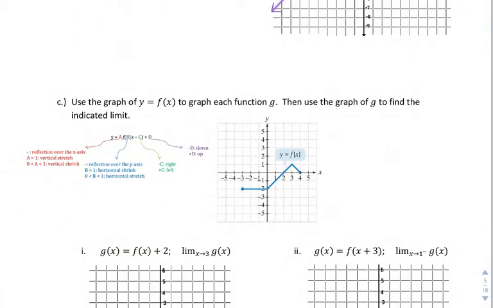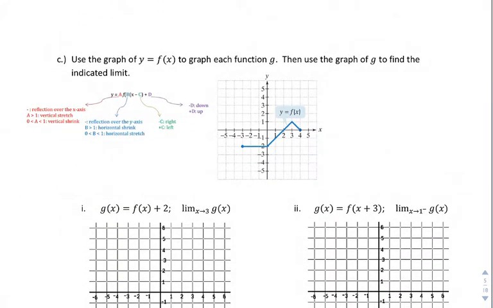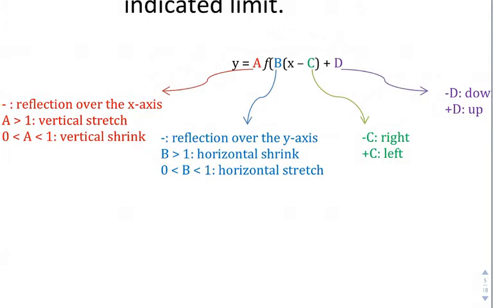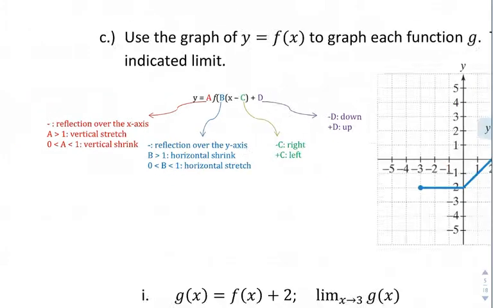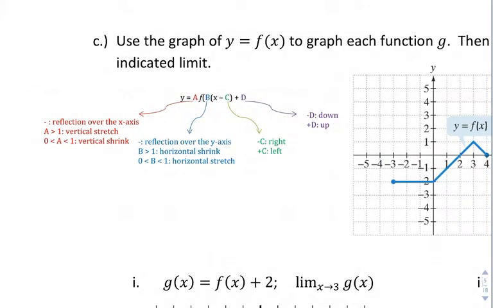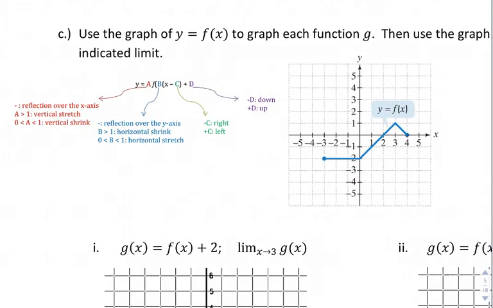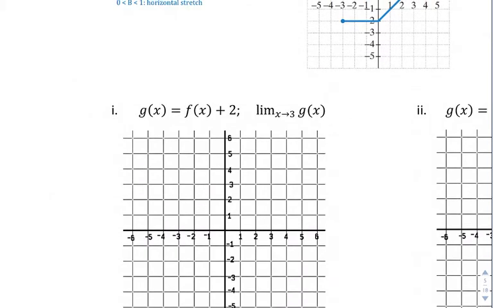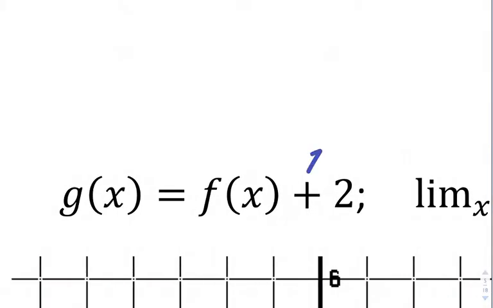Last thing we're going to do is we're going to use those transformations and transform a graph and then find the limit. So looking at C, what I did is I copied and pasted your formula from previous units just so you can remember what every value does. So this is our original function. Number 1 says g of x equals f of x plus 2. So plus 2 is on the outside, which means it's going to be up 2.